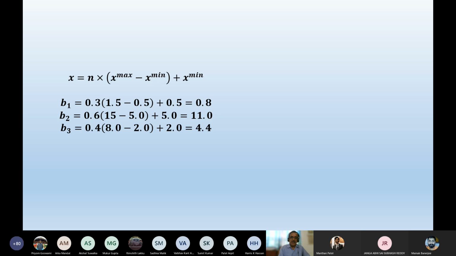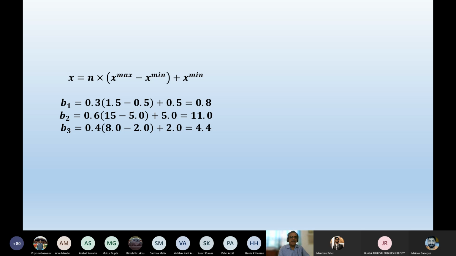Now the real value of x is nothing but n multiplied by (x max minus x min) plus x min. Here x min is the minimum value of x. x max minus x min is the range for x, which is multiplied by the normalized value n, which will lie between 0 and 1. If you put n equals 0, x will become x min. If you put n equals 1, x will become x max. So this is the way this relationship has been designed.